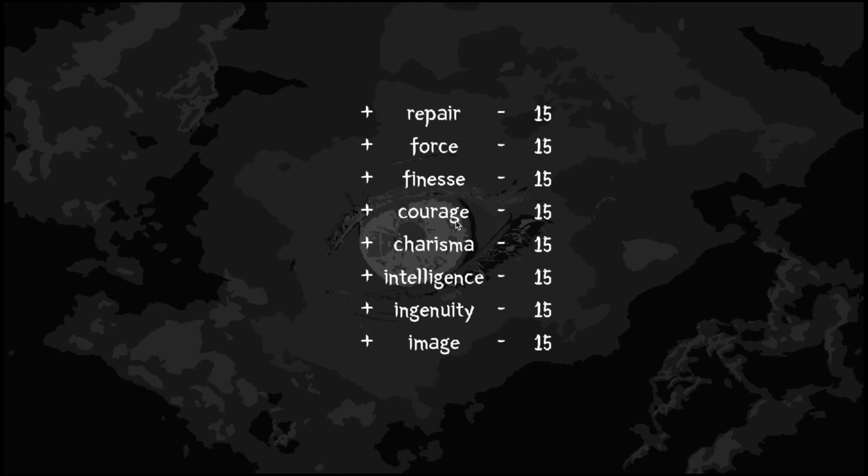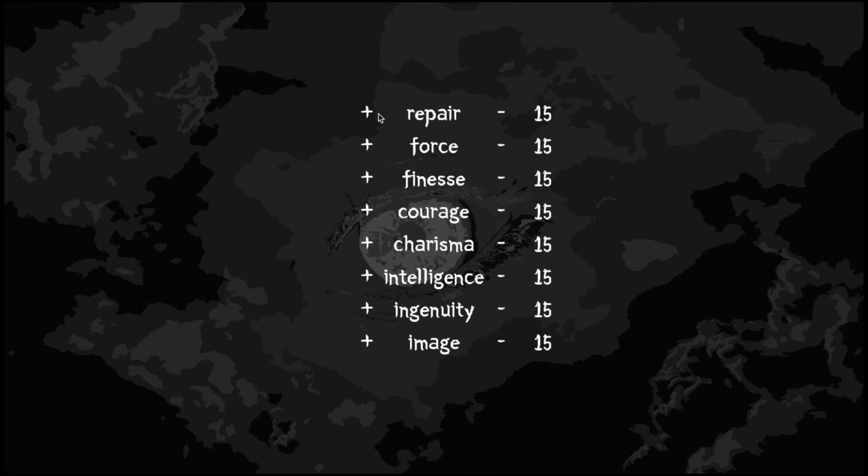Courage and charisma would be either you're more of a courageous character, you try to go face first into encounters, or charisma is your character tries to talk themselves out of situations. And then intelligence, ingenuity, and image. Image is perception, essentially. I just couldn't find a better word for it. Ingenuity is, can you really create solutions to problems, think your way out of problems? And intelligence, believe it or not, is not that. Intelligence is how much do you know?